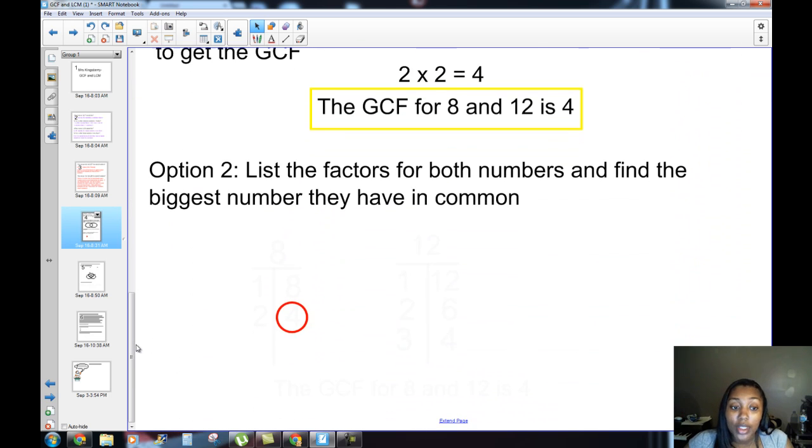The second option is that you're basically going to list the factors for both numbers and find the biggest one that they have in common. So as I look up here, I'm going to list the factors of 8. And we're going to use a T-chart since you guys like that the best. And I see one factor pair for 8 would be 1 times 8. And then I know 2 is another factor, and it would be 2 times 4.